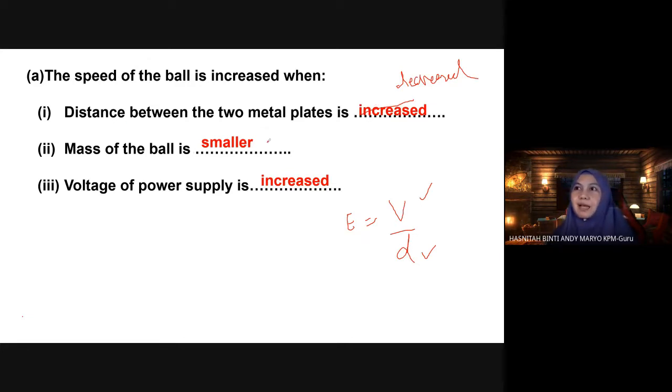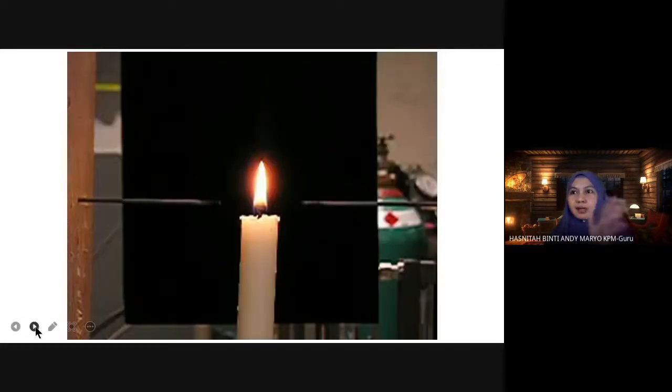So the mass of the ball is smaller. Okay, the mass of the ball is smaller, so the speed will be higher, increases, and the voltage of the power supply increases. Okay, as you can see here. Are you clear with this? The factor effect, the speed of the ball which is placed in between of an electric field.